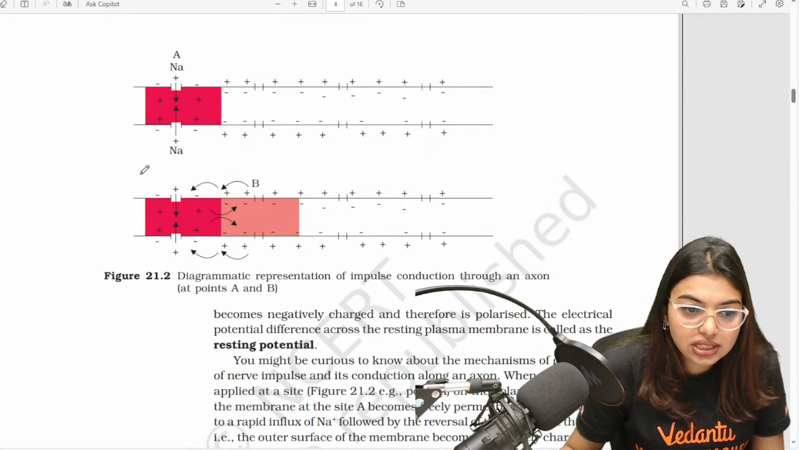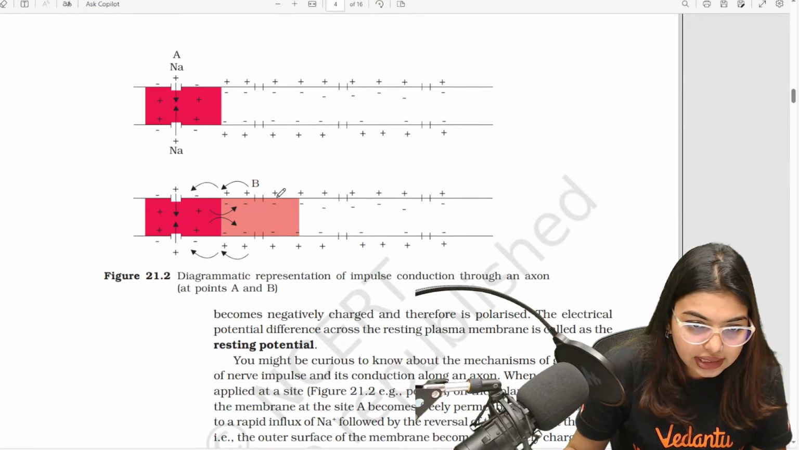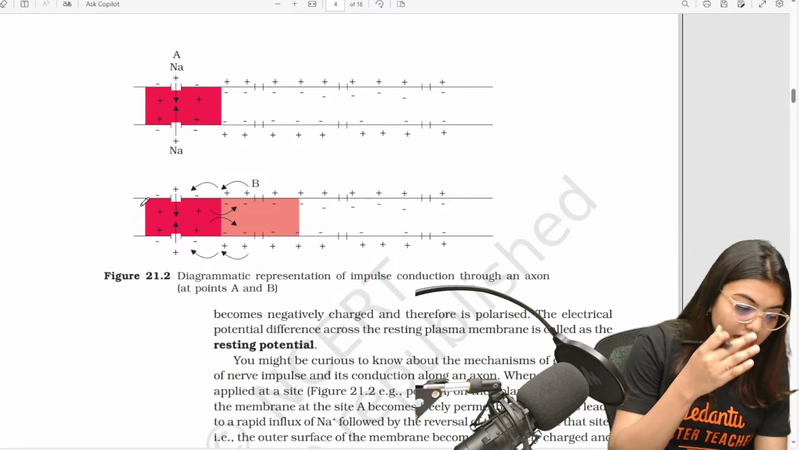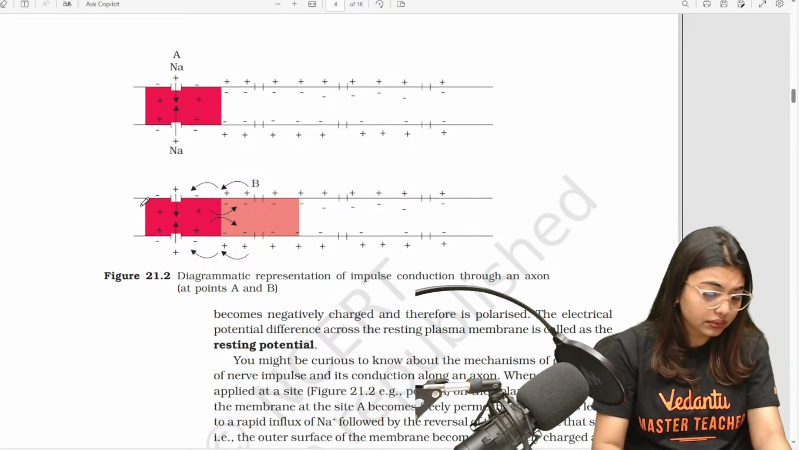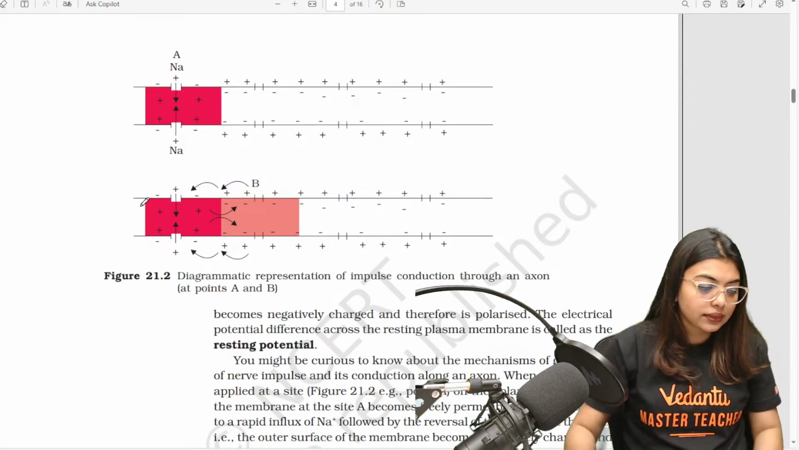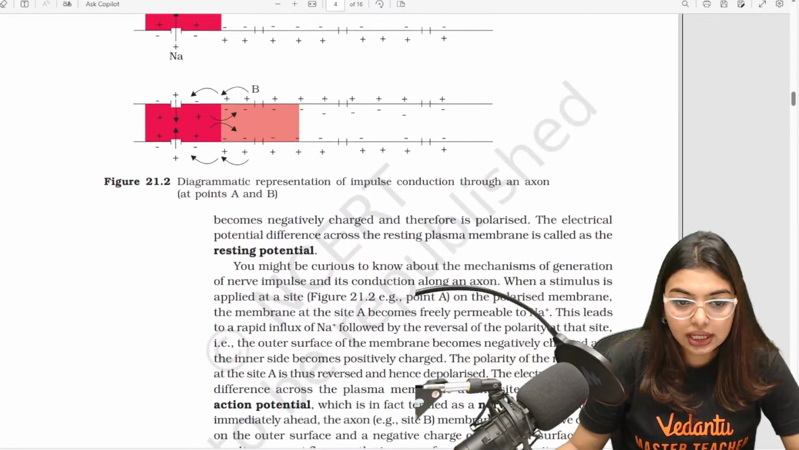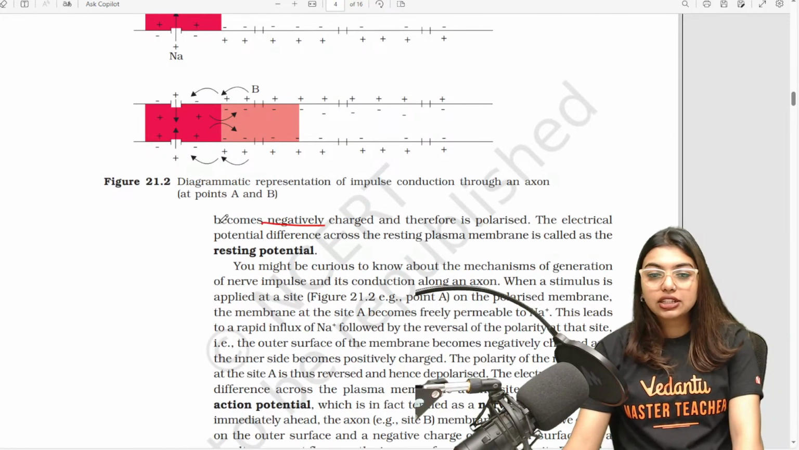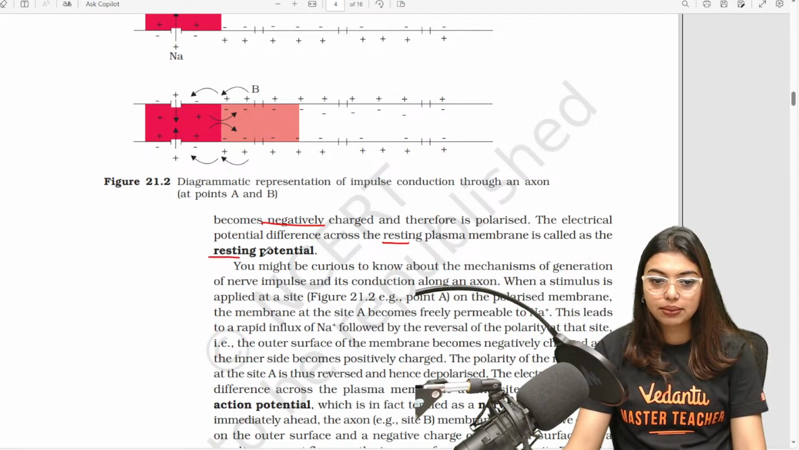Now this process is going to continue, right? So, here you can see the signs are going to move this way. That is repolarization, depolarization is going to happen. That I'll tell you in some time. Now listen carefully. The outside of the membrane will become positively charged and therefore is polarized. The electrical potential difference across the resting plasma membrane is called the resting potential.